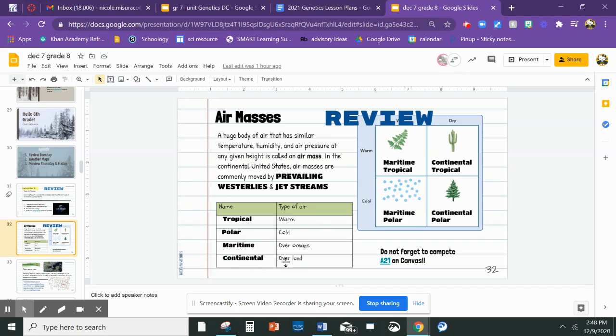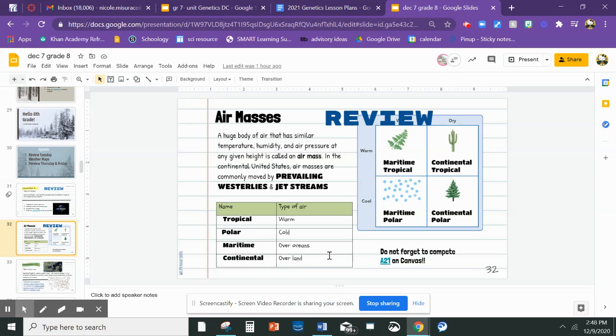There are 4 types of air masses: tropical, which is formed near the tropics, along the equator, it's got warm air. Polar air masses, which form near the poles. Cold air. Maritime, which forms over oceans. That's going to be full of moisture. And then dry air masses will form over the continents.